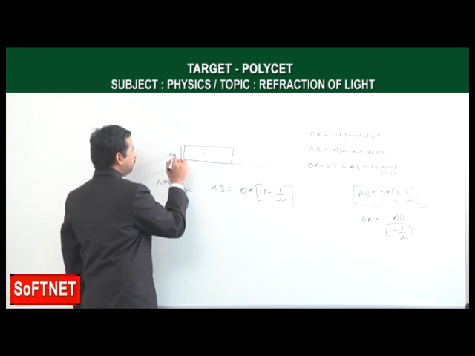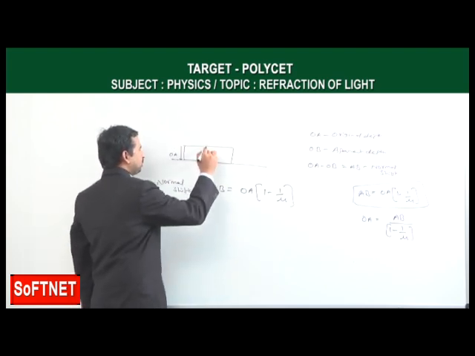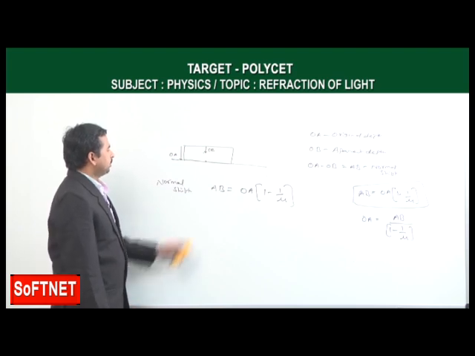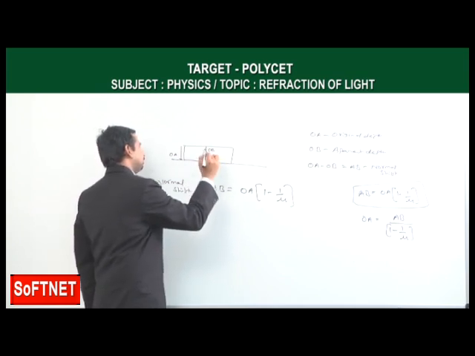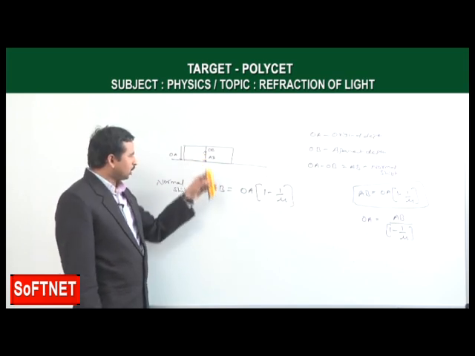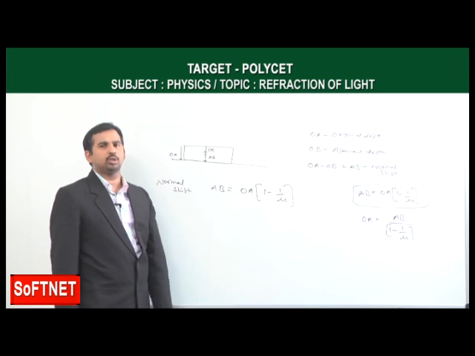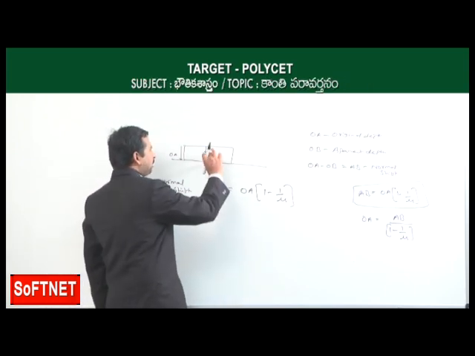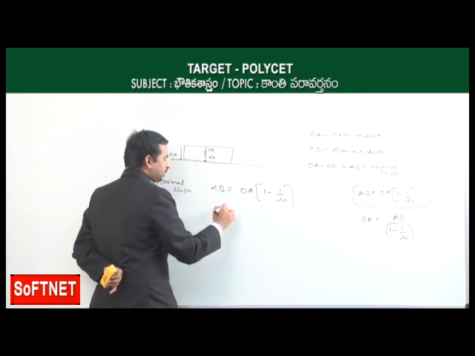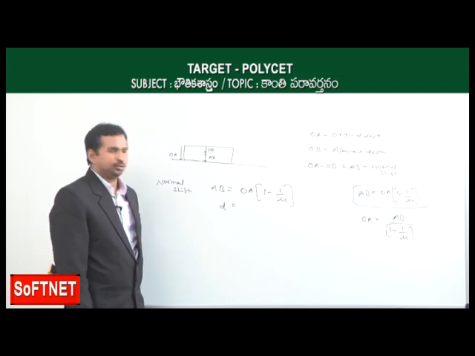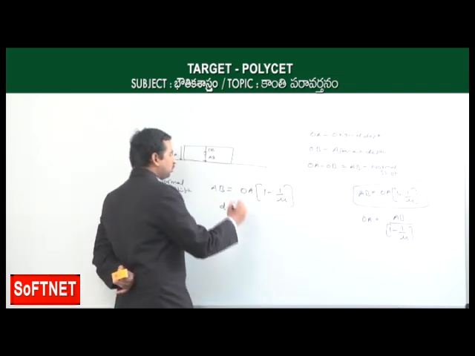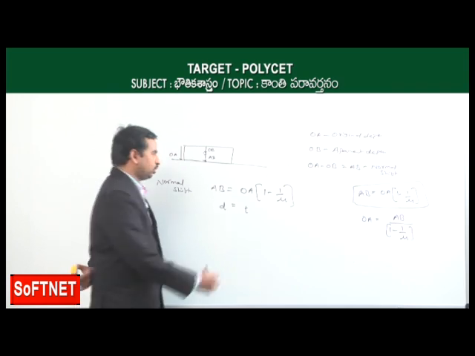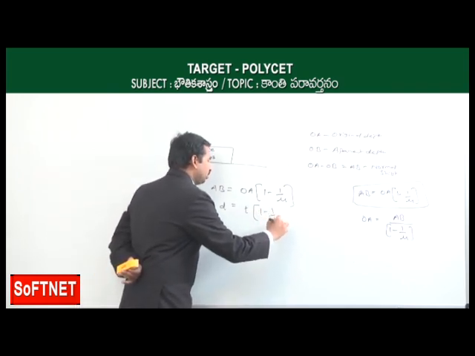This is our OA, which is the original depth. Let us suppose this is our OB, which is the apparent depth, and this is AB, which is our normal shift. The normal shift AB is equal to OA into 1 minus 1 by mu. As AB is the normal shift, let the distance be D, how much it is raised. Whereas OA is the complete glass slab thickness, so we take OA as T. So D is T into 1 minus 1 by mu.